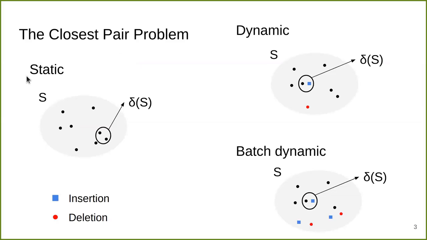The static version of the closest pair problem is defined as, given a point data set in the metric space, we want to find its closest pair of points. The dynamic version of this problem maintains the closest pair while allowing single updates, such as insertions and deletions. The batch dynamic version of this problem maintains the closest pair, but allows the updates to come in batches.